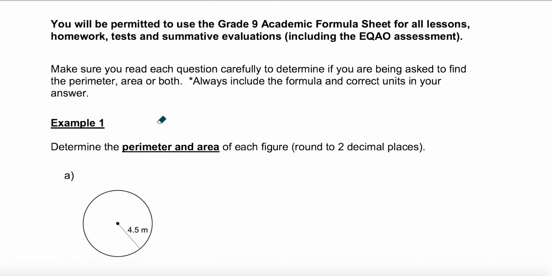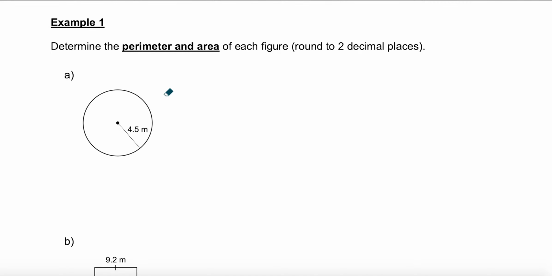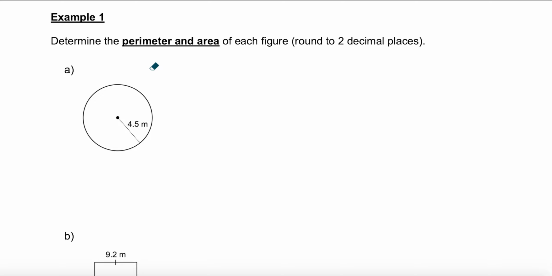Make sure you always read the question carefully to see if you're being asked to find perimeter or area or both. Sometimes I'll ask for perimeter and someone will give me a great answer for area, but that's not what you're asked for. Always also include the formula and the correct units in your answer. So example 1: determine the perimeter and area of each figure. When I look at my formula sheet, I want to be able to write the formula down each time.